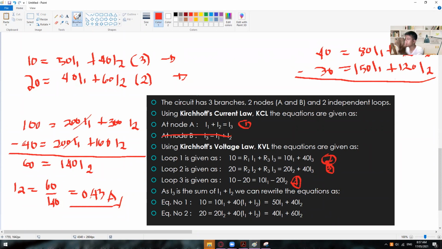And from here, I'll perform subtraction. So 120 minus 120 is now 0. And then 80 minus 150 is equal to negative 70I sub 1. And then 40 minus 30 is 10. So we will have negative 70I1 is equal to 10, so I1 is equal to negative 0.143.